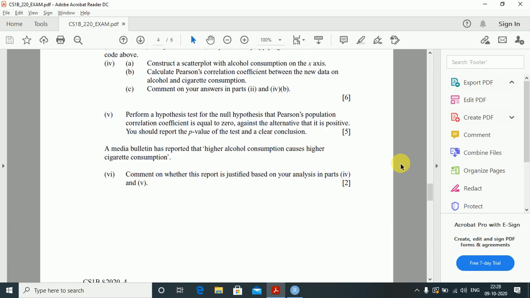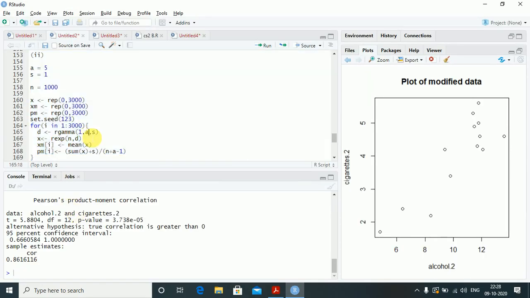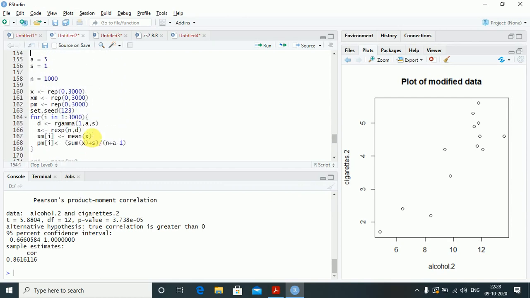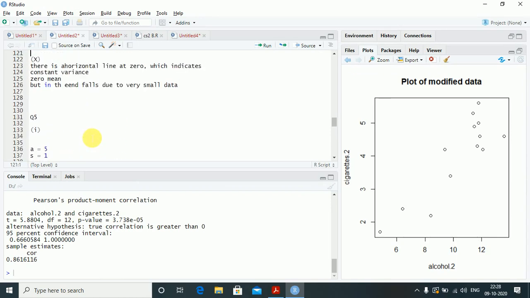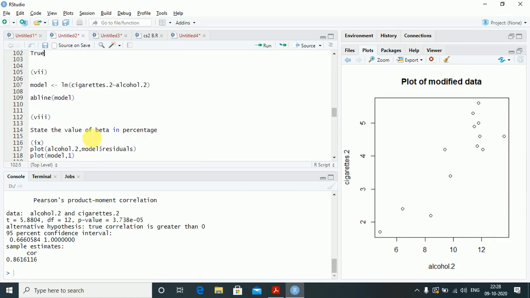A media bulletin has reported that higher alcohol consumption causes higher cigarette consumption. Comment on whether this report is justified based on your analysis in parts 4 and 5. So if you see, from parts 4 and 5 we get a positive correlation. Positive correlation means if one increases, the other will increase. So that means what the media journalist is saying is correct. Yes, if one increases, the other one will also increase.